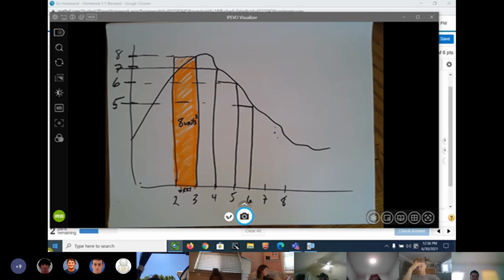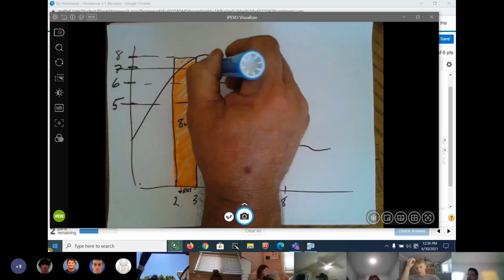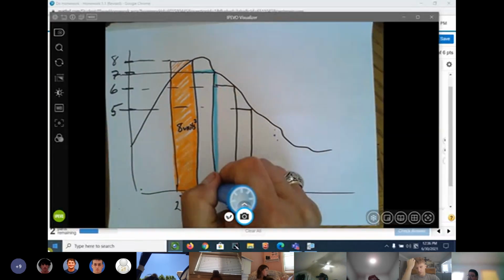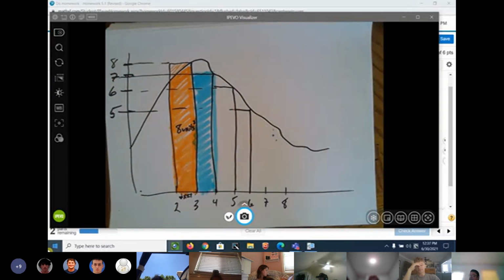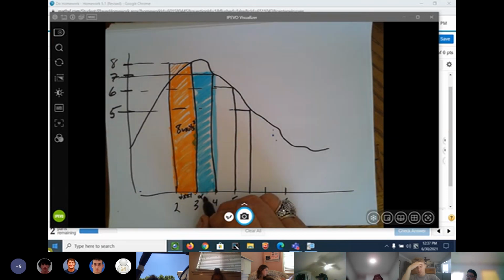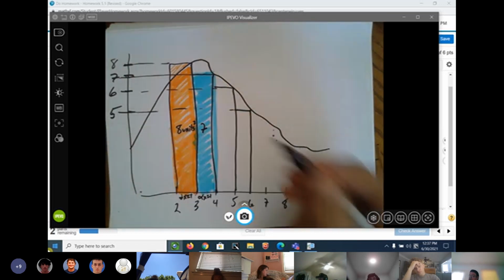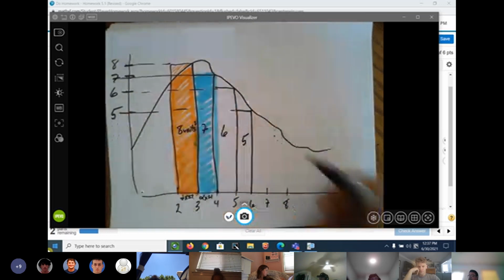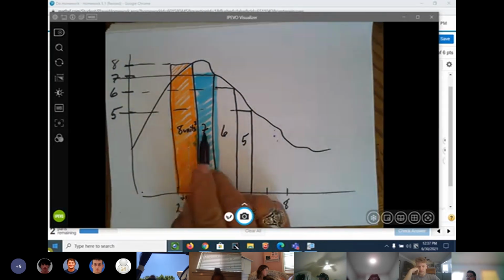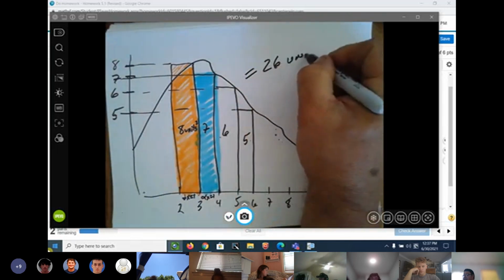And then you're going to do the same thing here, and I'm going to use blue. We don't have any excess on this one, according to my sketch, because my sketch is poor. But the whole point is, delta x is equal to 1, and that's going to be 7. So that's 7 square units. And of course, this is going to be 6 square units, and this is going to be 5 square units. And 8 plus 7 is 15, 26. So that one is equal to 26 square units.